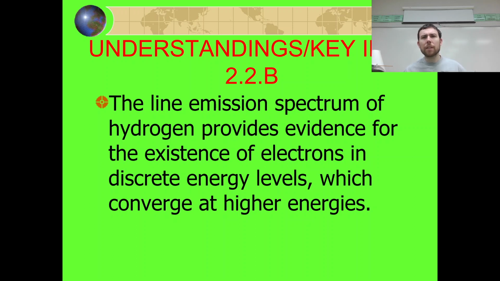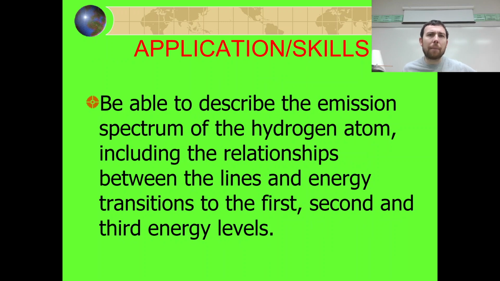Let's get to this. So as we look at this video, what we should be able to do is understand that the line emission spectrum of hydrogen provides us with evidence for the existence of electrons in discrete or specific energy levels, which converge as we get to higher and higher energies. Now, skills and application pieces from that piece of knowledge is that we should be able to describe the emission spectrum of the hydrogen atom, including the relationship between the lines and energy transitions as it pertains to the first, second, and third energy levels of an atom. And if that doesn't make sense, it'll get clearer here as we go forward.